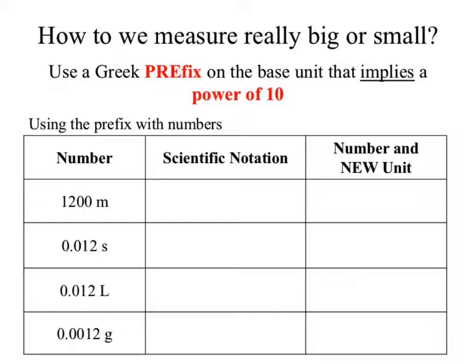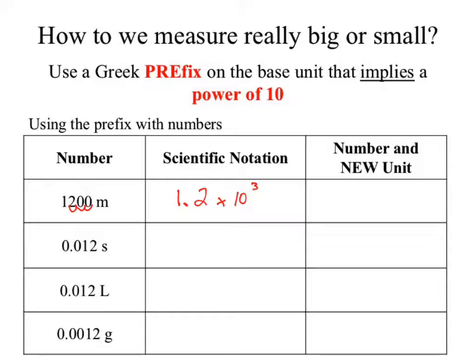Scientific notation uses powers of 10. Our new units use powers of 10. So let's take a look at what I mean. Start with the first one. Scientific notation. This would be 1.2. Those zeros are now acting as placeholders. Times 10. I shifted the decimal 3 places.